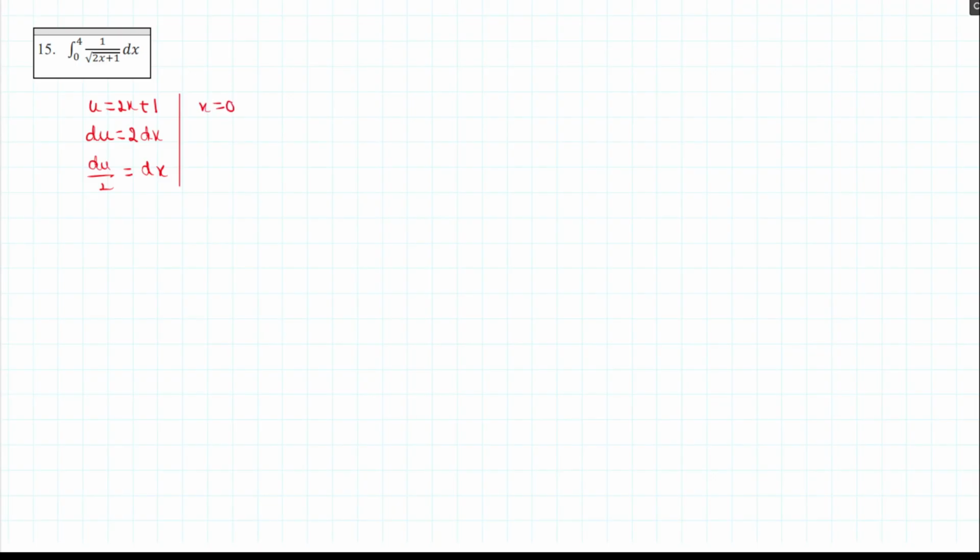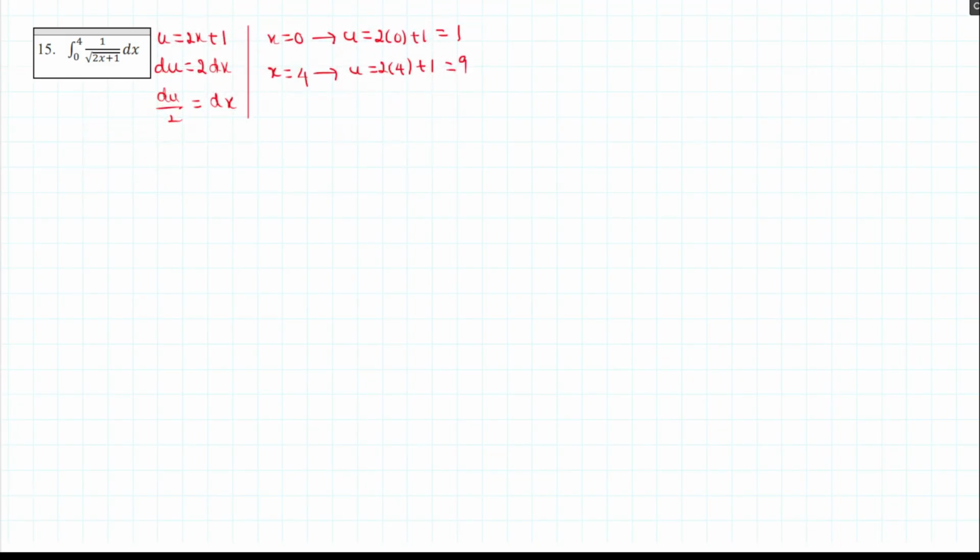When x equals 0, then u is 2 times 0 plus 1, which is 1. And when x equals 4, u is 2 times 4 plus 1, which is 2 times 4 is 8, 8 plus 1 is 9. So therefore this integral becomes: the lower limit 0 becomes 1, and the upper limit 4 becomes 9. 1 over square root of 2x plus 1 becomes u, and dx is du over 2.